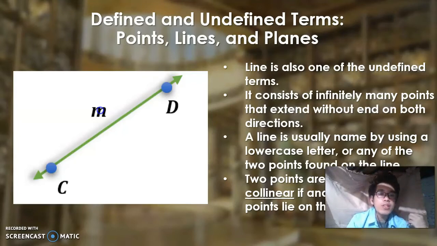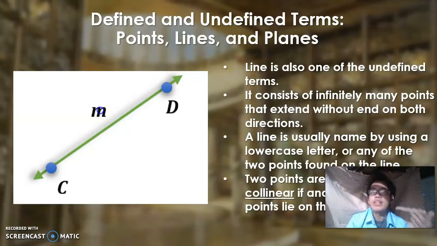So 2 points are said to be collinear if and only if the 2 points are on the same line. So we can say that point C and point D are what? They're called collinear because they lie on the same line. So some of these definitions might sound pretty obvious to you. Like, of course they're collinear. You find them in the same line.